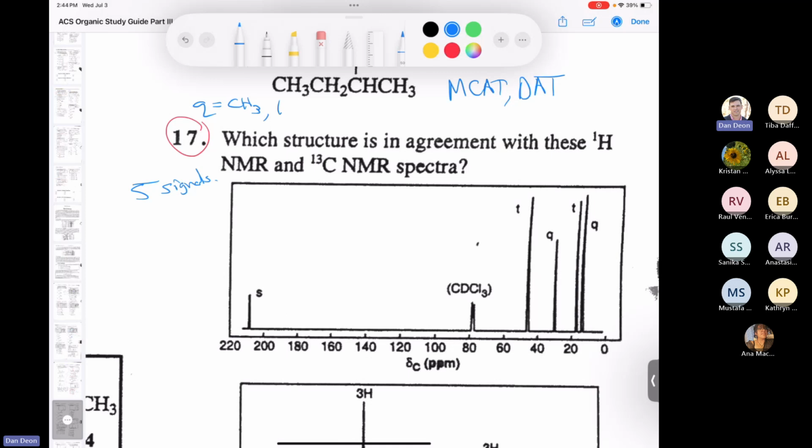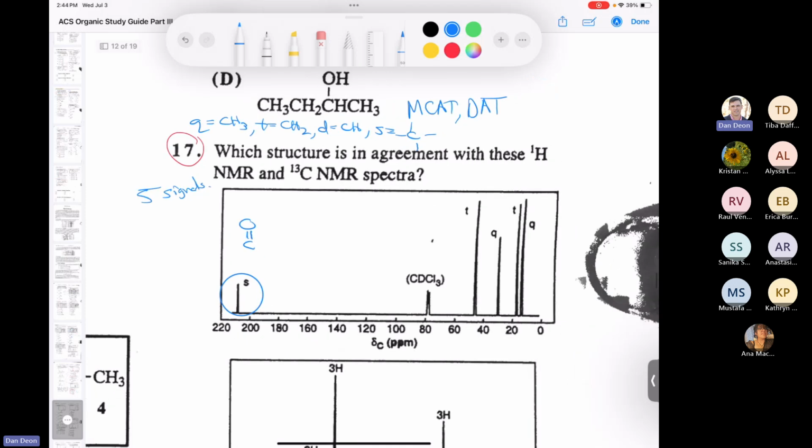So what it means is if you see a quartet or a Q, it means you've got a methyl group. If you have a triplet, it means you've got a methylene. If you have a doublet, it means you've got a methyne. And if you have a singlet, it means you've got a carbon with no hydrogens attached. Now, we have a singlet up here around 200, so that tells us we have a carbonyl in our compound. Only way we could get a chemical shift that high is from a carbonyl.